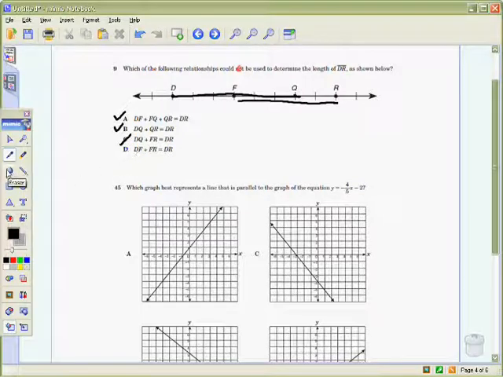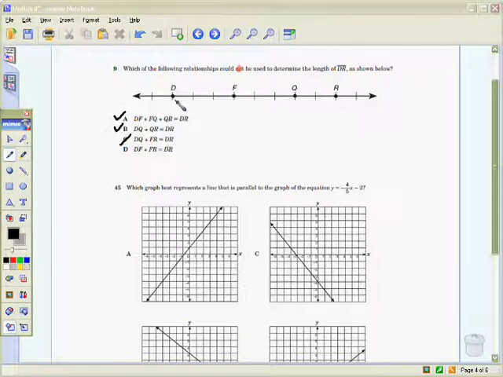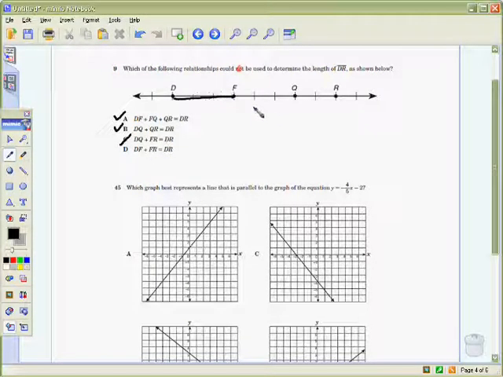And let's see why D wouldn't be correct. DF plus FR equals DR. So it would be correct as well. So the only one that does not work is C.